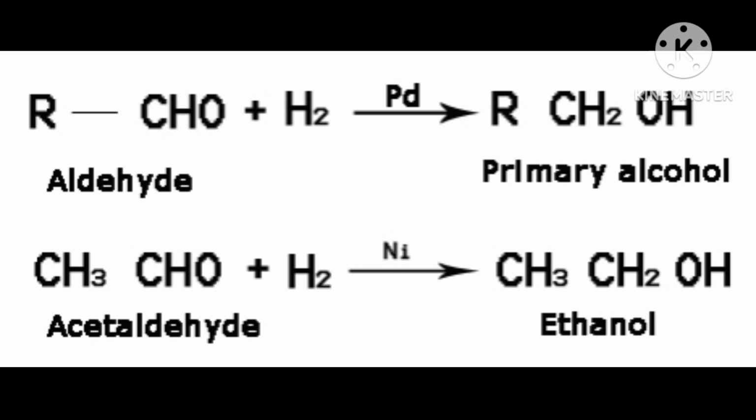Today I will continue from the last class. Last class I started preparation of alcohol. In that I discussed preparation of alcohol from alkene, by two methods: acid catalyzed hydration and second, hydroboration oxidation.